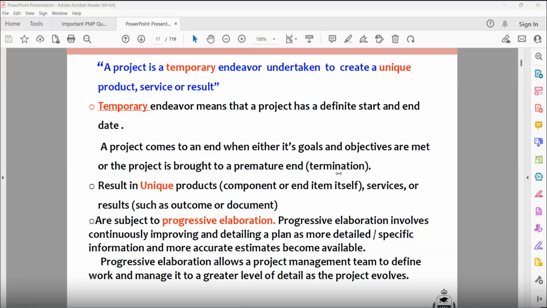Sir, in this enrolled course, we have a mock test. Is it the same as in this examination content? Yeah, it is as per the 7th edition.